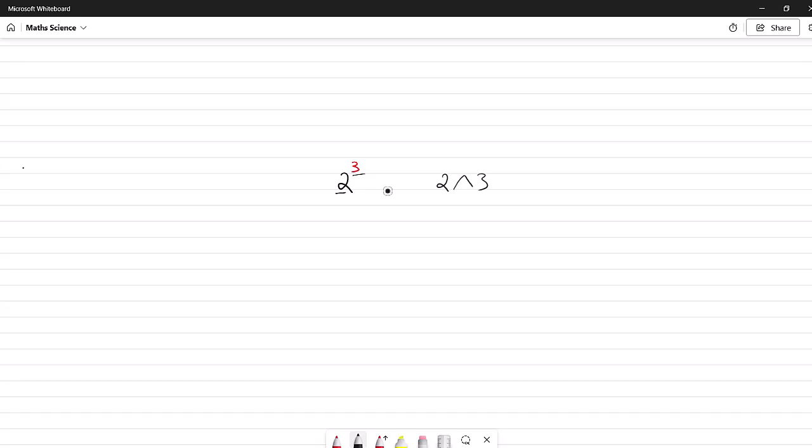Now let's see how we can simplify them. When you see something like this where you have 2, which is the base, to the power of 3, it just means we have 3 of these base numbers getting multiplied together. So it just means we have 3 of 2's here, and they're getting multiplied. So 2 to the power of 3 just means 2 times 2 times 2 equals 8.